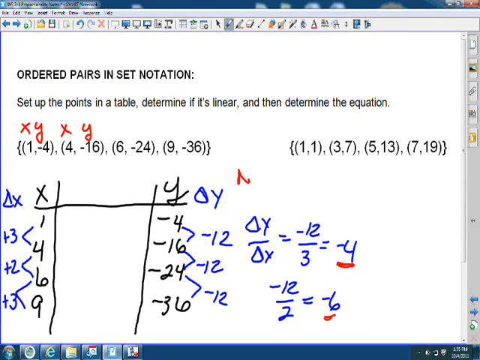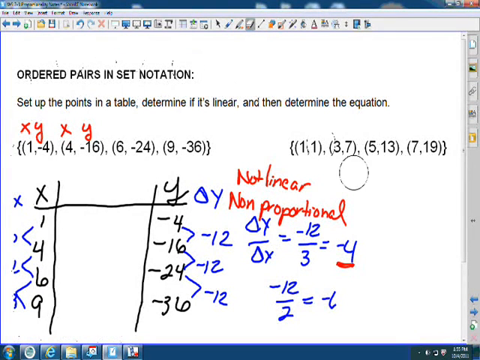This means it is not linear, so it's not proportional. It must be linear in order to be proportional. Okay, I'm going to erase this. Why don't you write this down in a table and see if you can figure out if it is linear and if it's proportional.